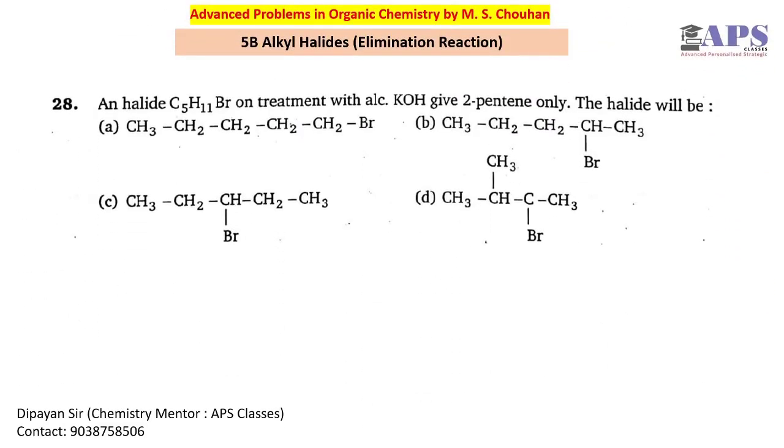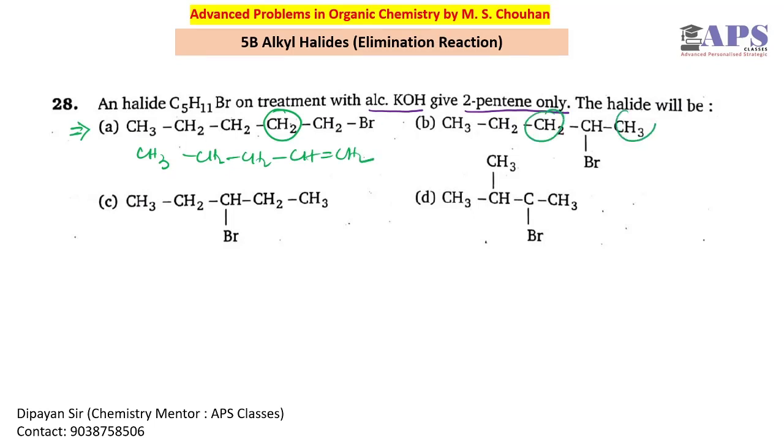Question number 28. We have to find where we can form 2-pentene only. After reaction with alcoholic KOH it gives 2-pentene only. So there should not be any other product, major or minor. So in this case we have 1-pentene. Okay, so in this case we have only one beta position, and after this elimination we will end up with 1-pentene.